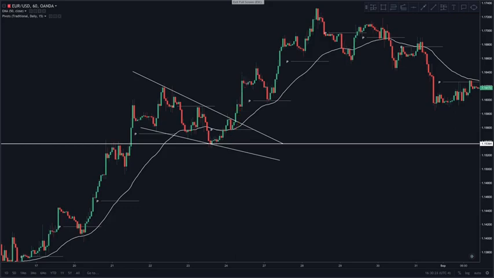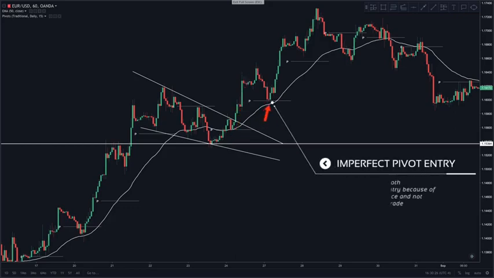Now, this is what we call an imperfect pivot entry. And we take imperfect pivot entries when we have so much confluence and don't want to miss the trade, so we take a lenient entry. Because as you can see, this didn't touch the 50 EMA, but we had multiple candles rejecting the pivot.